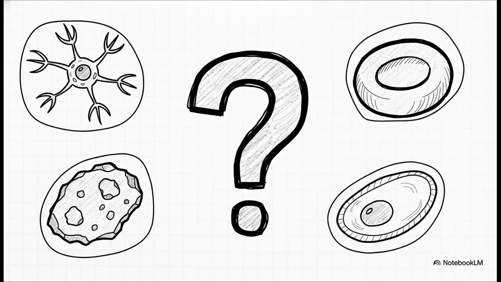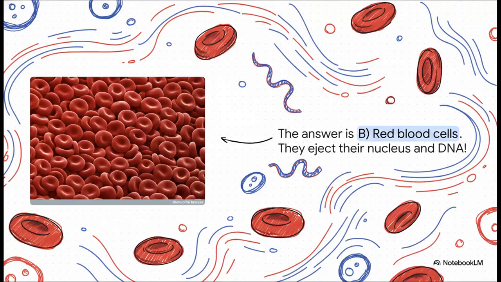Okay, so if DNA is the master blueprint for pretty much all cells, is it really in all of them? Let's do a quick quiz. Which one of these super important cell types in your body actually throws its DNA in the trash once it's fully grown up? Is it a brain cell, a red blood cell, a bone cell, or an eye cell? Take a second, think about it. If you guessed B, red blood cells, you got it.